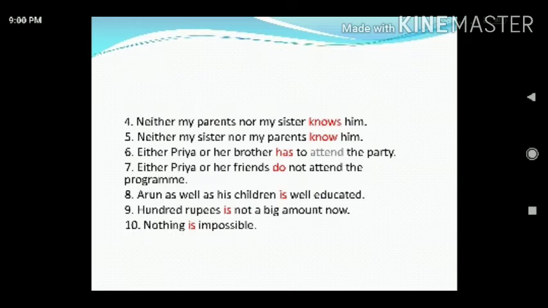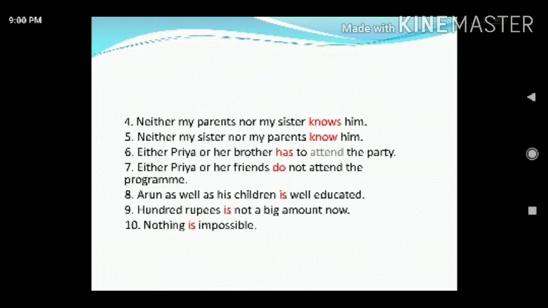Eight, Arun as well as his children is well educated. This is also a compound subject combined by as well as. In this case, we have to give preference to the first subject, not the second subject. So, first subject is singular, so we have to use a singular verb.